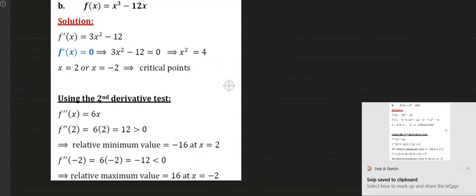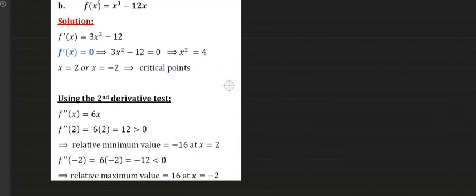Here in exercise B, we got x power 3 minus 12x, and therefore we will get the first derivative, which is 3x squared minus 12, and then equate it to 0. This is the second step. 3x squared minus 12 equals 0. It means that x squared is equal to 4, and therefore x is equal to 2 or negative 2. These are our suspected critical points.